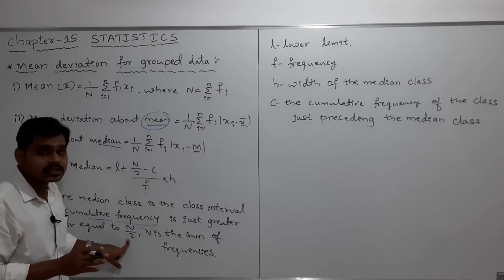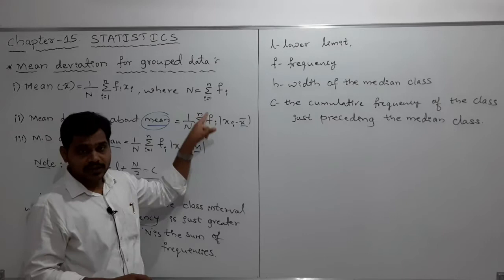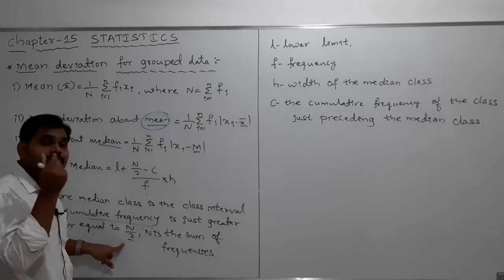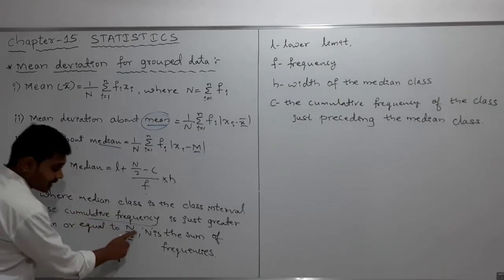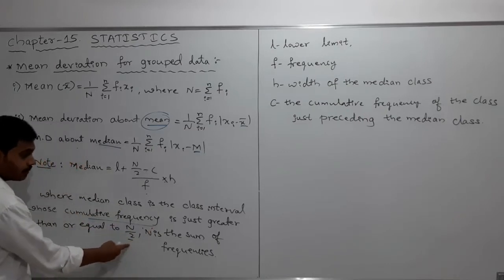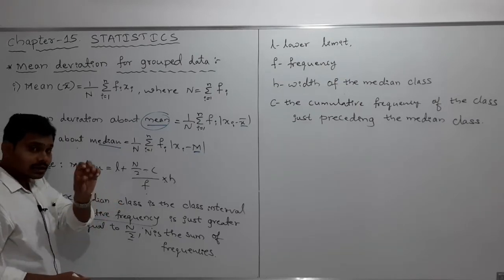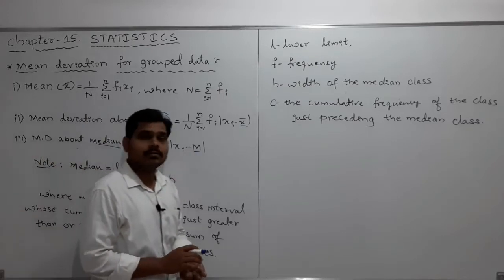It means first we should calculate n. What is n? N is nothing but the total number of frequencies. We should divide that value by 2, and after dividing by 2 we will get one number. What is that? It is the value equal to n by 2 or just greater than n by 2. That gives you the cumulative frequency, and that class interval you should take. I will discuss that in detail while solving the questions. That time you will come to know.